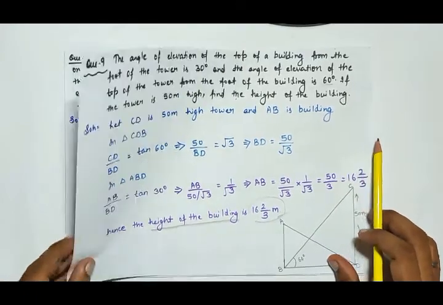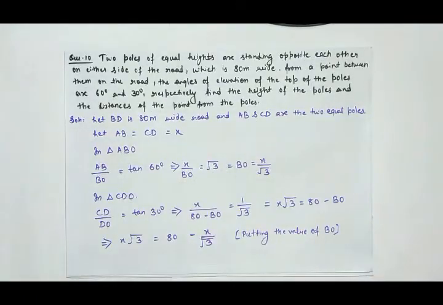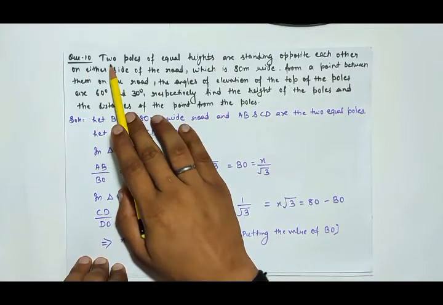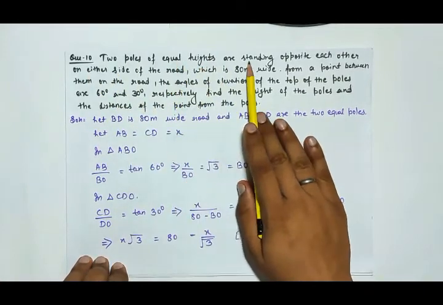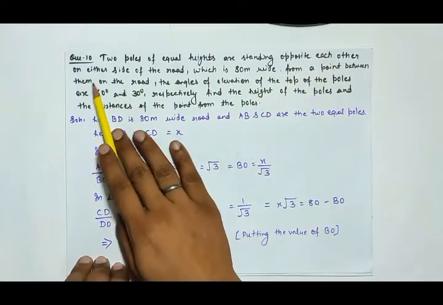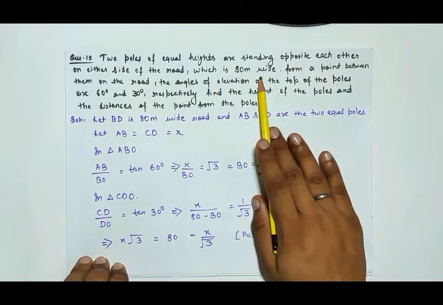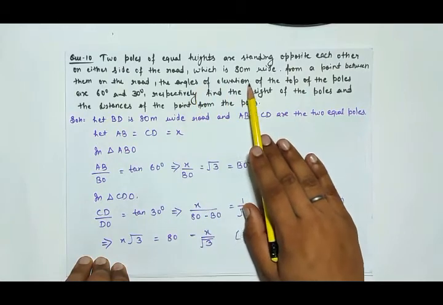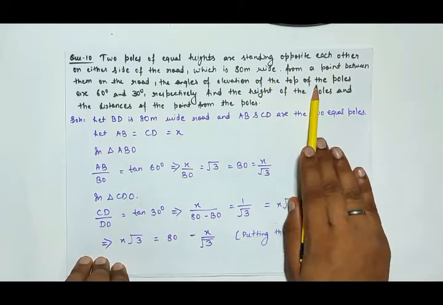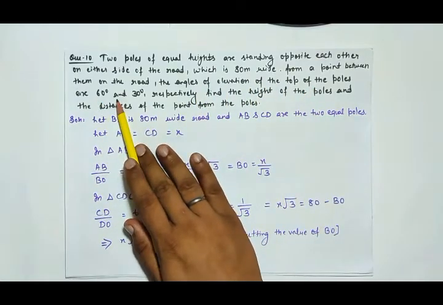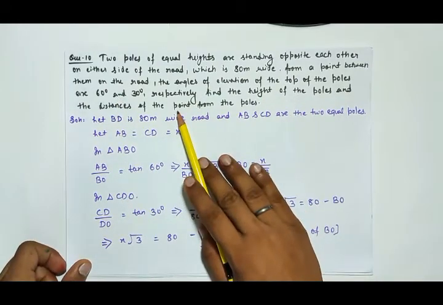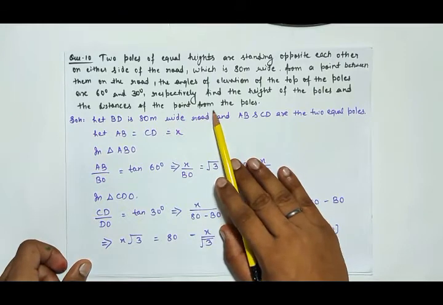So now let's move on to the next question, that is question number 10 from the same exercise 9.2. Question number 10 says: two poles of equal height are standing opposite each other on either side of a road which is 80 meter wide. From a point between them on the road, the angles of elevation of the tops of the poles are 60 degree and 30 degree respectively. Find the height of the poles and the distance of the point from the poles.